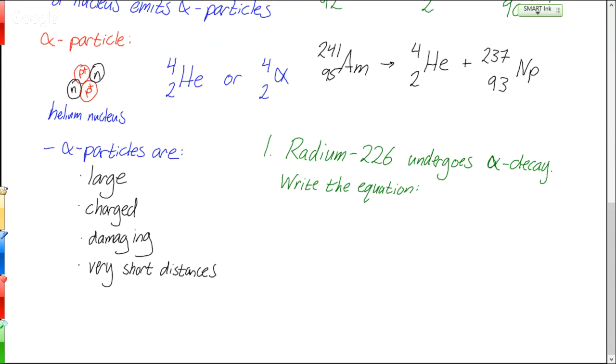All right, so were you able to get all the information you needed for that equation together? What does that 226 number tell you? Right, the mass number, the neutrons and the protons. And then if we want that bottom number, we can just look it up. Because we look up radium on the periodic table, we get 88.